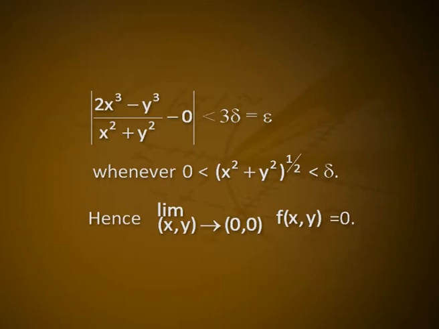Then for any epsilon greater than 0, there corresponds a positive number delta satisfying absolute value of (2x cube minus y cube) by (x square plus y square) minus 0 less than 3 delta, which is equal to epsilon whenever 0 is less than (x square plus y square) whole raised to half less than delta. Hence limit (x, y) tends to (0, 0) of f(x, y) equals 0.